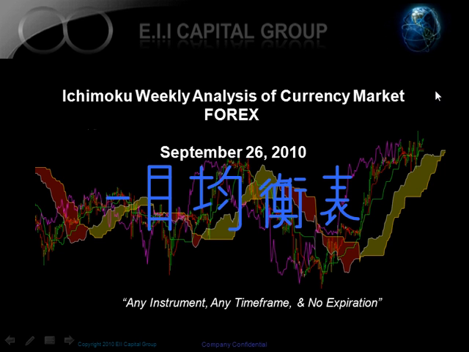Hello, this is Manesh Patel from the EII Capital Group. This is September 26, 2010. This is a weekly Ichimoku analysis for the currency market, Forex.